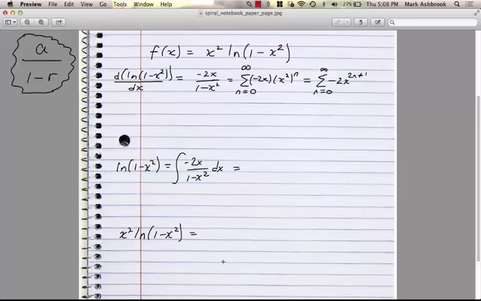But we have to make sure the index is right. So the starting index, you have to work that out to make sure it's right. But yeah, that's the idea. You're going to take the antiderivative and then multiply by x squared. Yep.